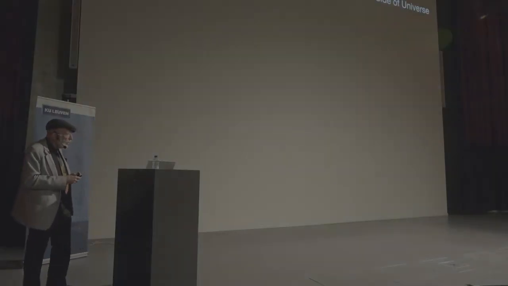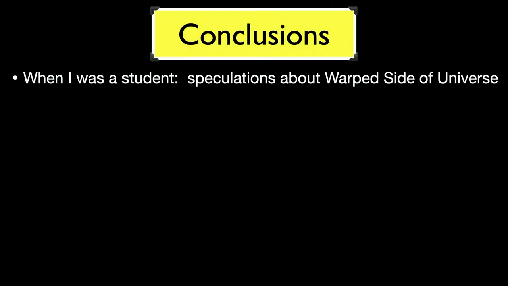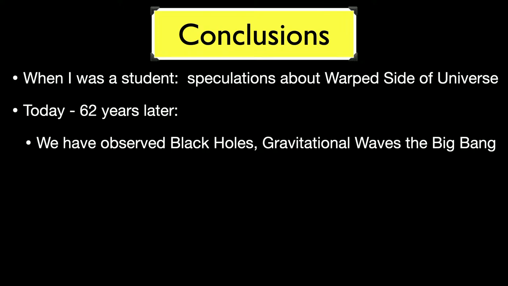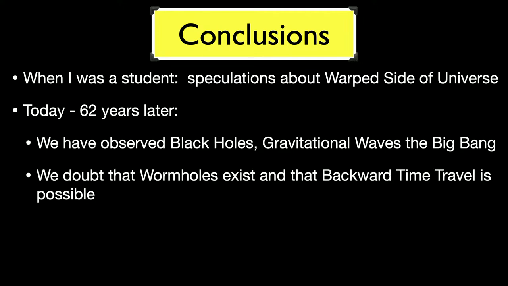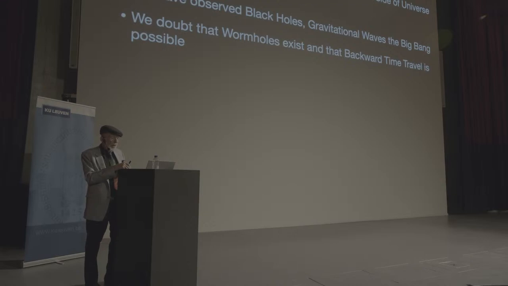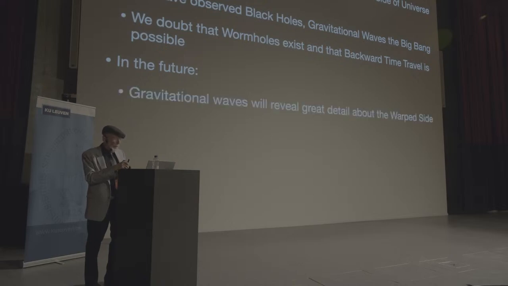Well, conclusions. When I was a student, there were a lot of speculations about the warped side of the universe. Today, 62 years later, we've observed black holes, we've observed gravitational waves, we have a lot of observational information about the Big Bang. We doubt that wormholes exist and that backward time travel is possible, but we're going out on a limb saying that, but that's where the best information is. In the future, gravitational waves will reveal an enormous amount of additional detail about the warped side of the universe. Thank you.